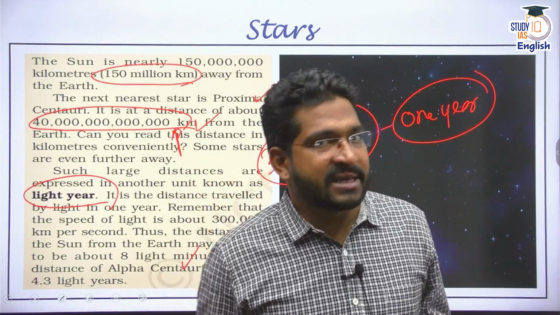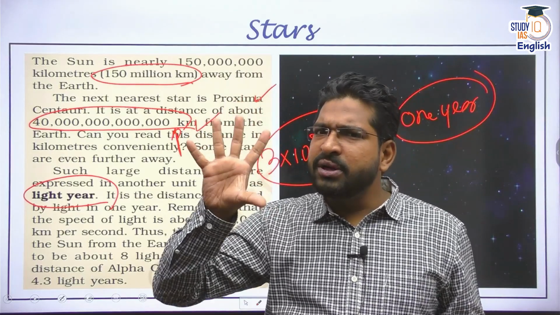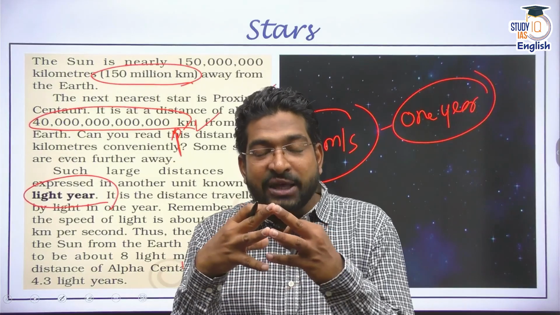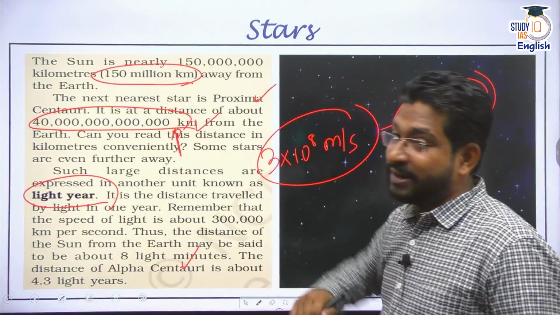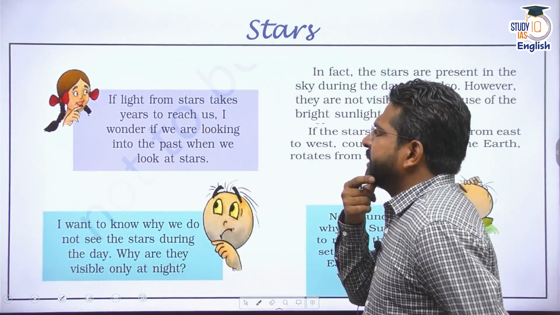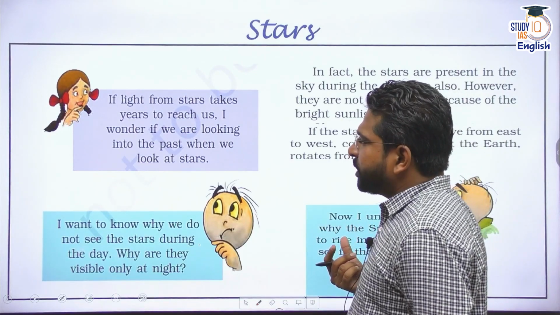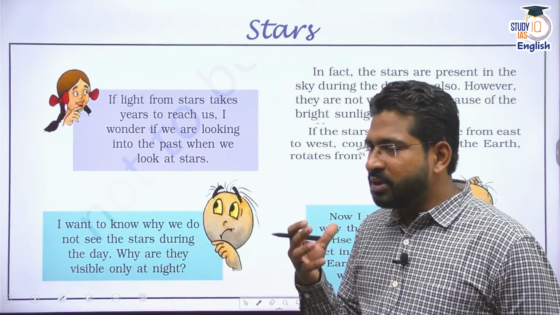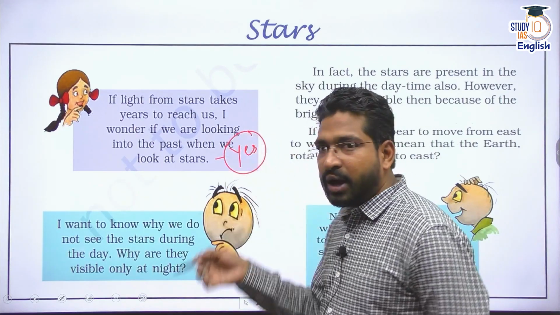In fact, NASA says that the moon itself is getting away from earth by approximately 3 to 3.2 centimeters every year. That's the evidence of the Big Bang. The universe is continuously expanding. So our star is the sun, and we see so many stars, right? See, Paheli is asking a question. If light from stars takes years to reach us, I wonder if we are looking into the past when we look at the stars. It's a question that many students ask, and the answer would be yes, absolutely.